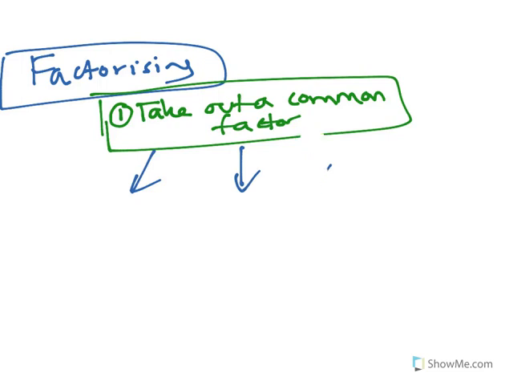Okay, so just get rid of that part, put that there. Alright, so once you take out the common factor, then you have to look for one of these. If there are two terms then it is the difference of two squares that you're looking for.